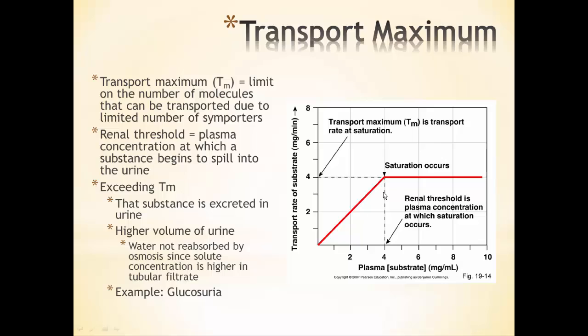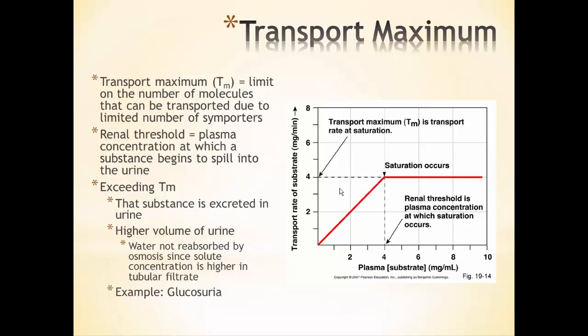But there comes a point in time where we reach, notice, a maximum transport rate. I can't go any more, I can't move anything else across at any higher concentrations of this substrate, say again glucose, because by this point, we've reached what's called a transport maximum. That's the limit on the number of molecules that can be transported due to limited number of symporters. In other words, by the time we hit this concentration, all the symporters are busy, and then any other substrate would actually have to wait to get a chance to be moved across through that symporter.